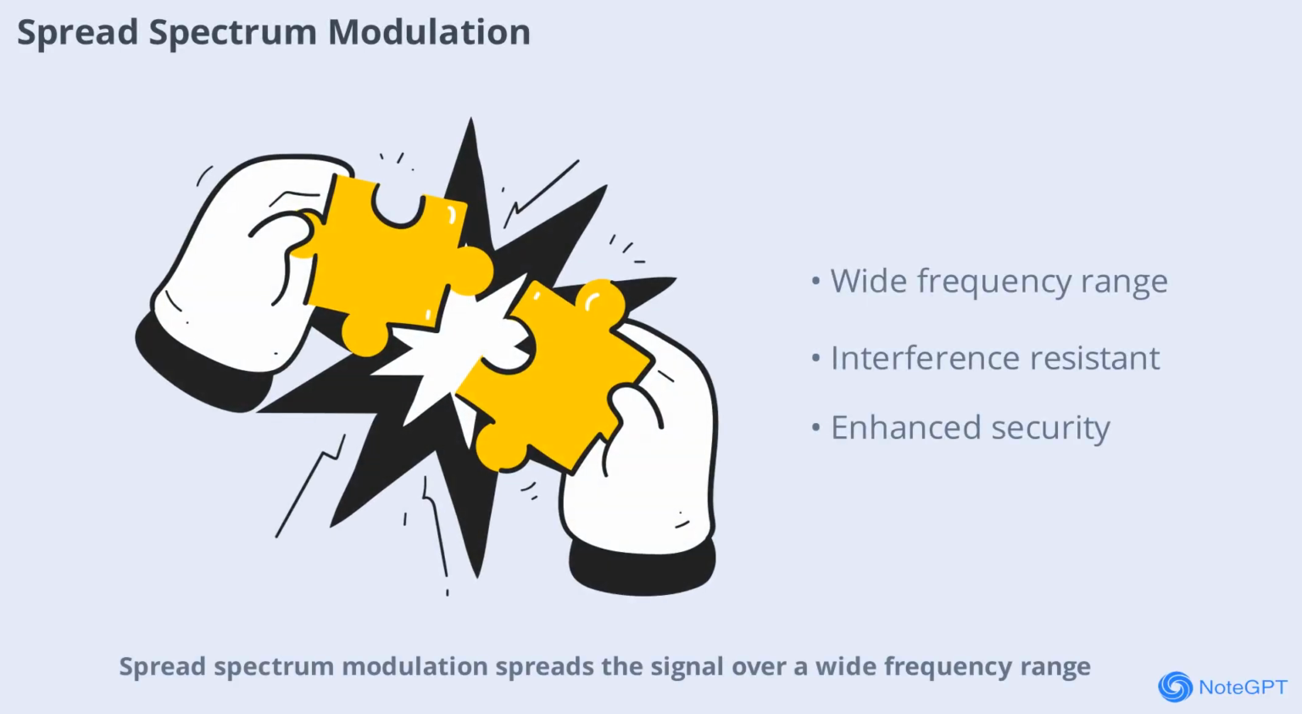Spread spectrum modulation spreads the signal over a wide frequency range, making it more resistant to interference and eavesdropping. Techniques like frequency hopping spread spectrum (FHSS) and direct sequence spread spectrum (DSSS) are used in military, GPS, and wireless communication for enhanced security and reliability.